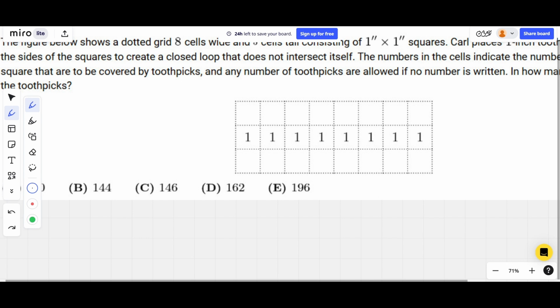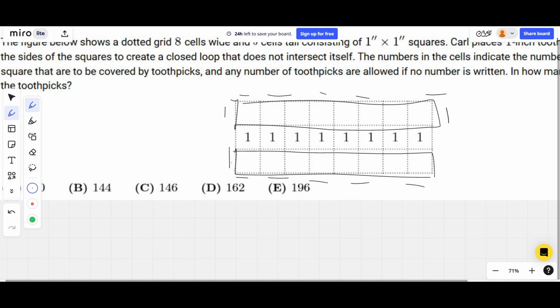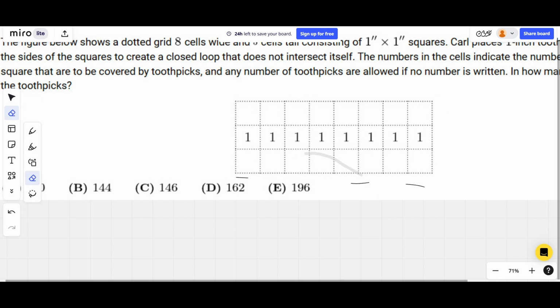So for this problem, we can just do casework. First of all, by default, we have two loops. I can either do a loop like this, where I just put toothpicks along this rectangle, or I can have a loop here, where I put toothpicks along this rectangle. So that gives me a total of two loops.